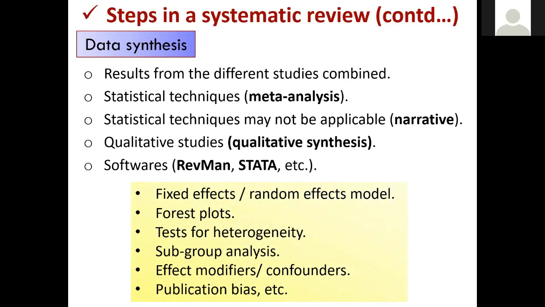We need to decide upon which model we want to adopt, whether the fixed effects model or the random effects model, construction of forest plots, test for heterogeneity using tests like eyeballing or Cochrane Q. Then we have to detect potential confounders or effect modifiers by subgroup analysis. We also have to look for publication bias. So a number of steps are involved in the data synthesis step.